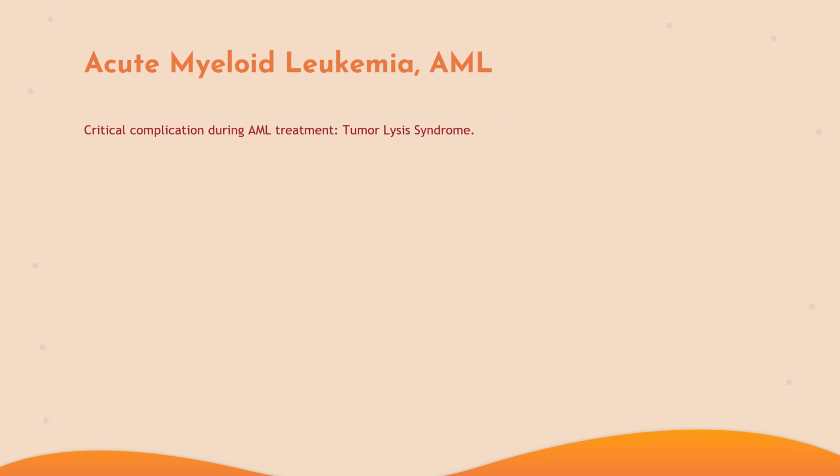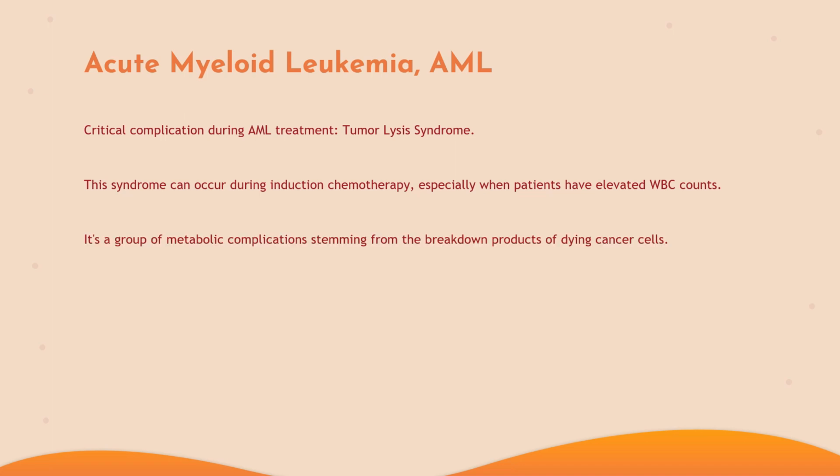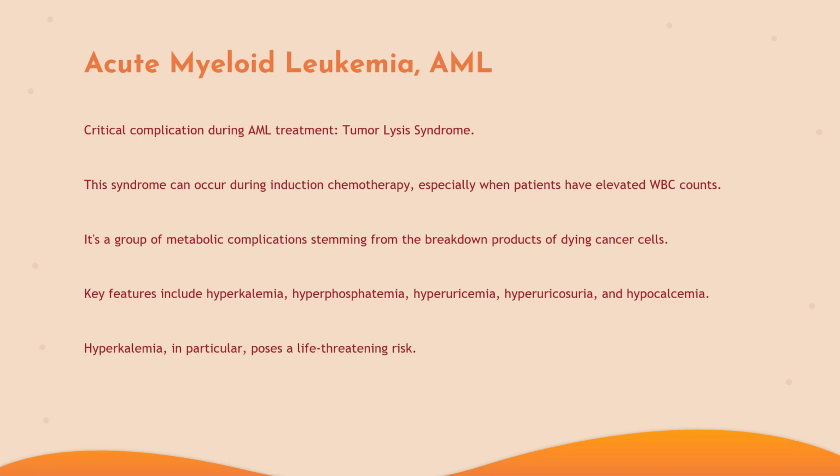Now, let's discuss a critical complication during AML treatment, tumor lysis syndrome. This syndrome can occur during induction chemotherapy, especially when patients have elevated WBC counts. It's a group of metabolic complications stemming from the breakdown products of dying cancer cells. Key features include hyperkalemia, hyperphosphatemia, hyperuricemia, hyperuricosuria, and hypocalcemia. Hyperkalemia, in particular, poses a life-threatening risk. Preventative measures are crucial to reduce or prevent the clinical manifestations of tumor lysis syndrome.